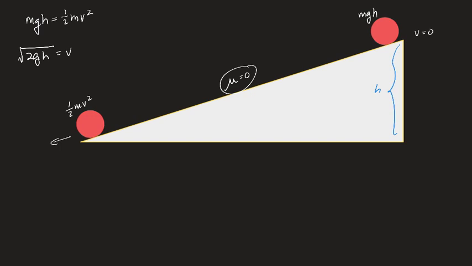Is there any reason why this thing would roll? There's no friction. That's right. As long as there's no friction, there's no reason it would roll. And since the mass cancels out, the shape won't change the result here.